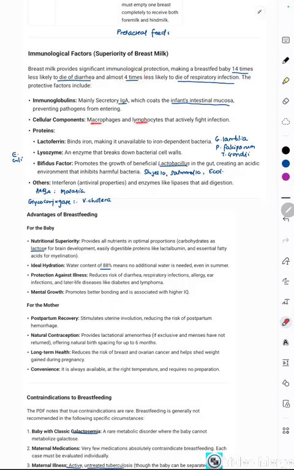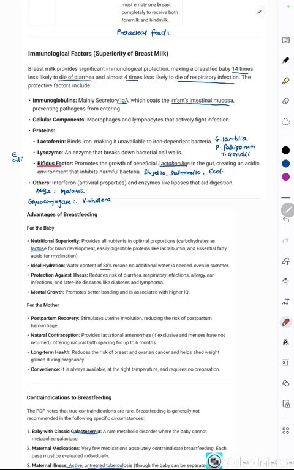Then it consists of macrophages, lymphocytes. Then the proteins that consist of various defensive proteins like lactoferrin. Lactoferrin is the one which binds to iron and makes it unavailable to iron-dependent bacteria, and because of which the infections because of Giardia lamblia, Plasmodium falciparum, and Toxoplasma gondii decrease. Then the lysozymes act against the Entamoeba coli or Entamoeba histolytica.